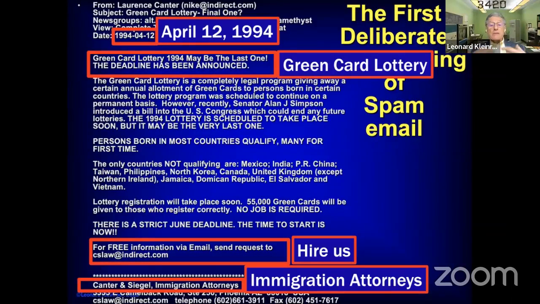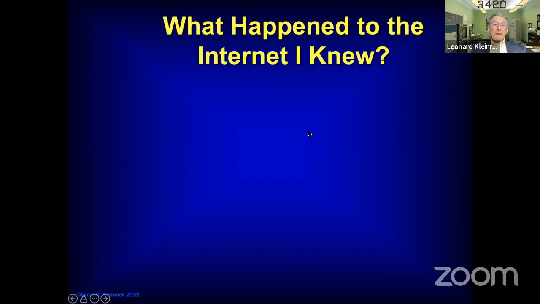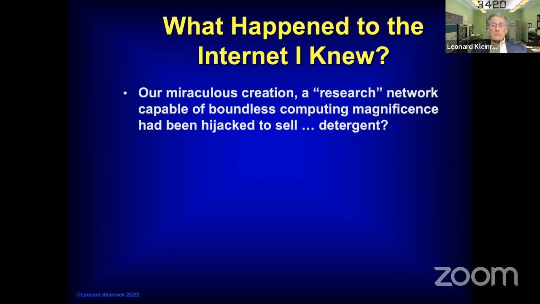How dare they? So we sent messages back to them. Stop, cease and desist. You mustn't do this. We're going to stop you. We sent so much email back to them, we took down their server. So as an unintended consequence of the first spam email, we created the first denial of service attack. Well, something bad had basically already happened now. I asked myself, what happened to the internet I knew for the first 20 years? It was a miraculous creation, capable of unbelievable magnificence, and it's been hijacked by these people to sell detergent.